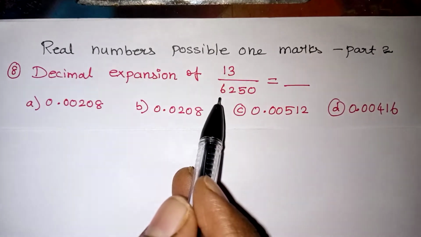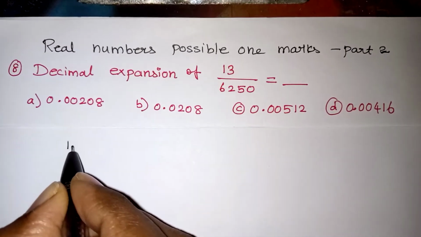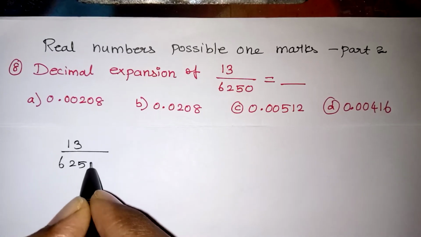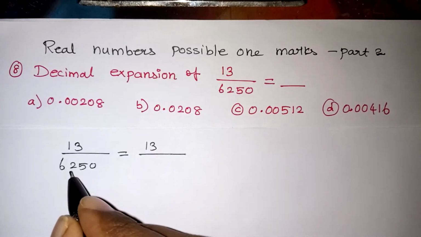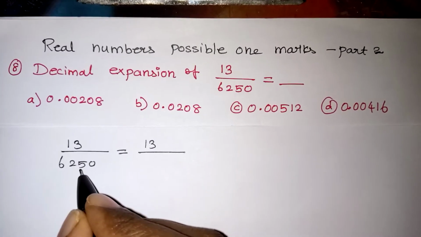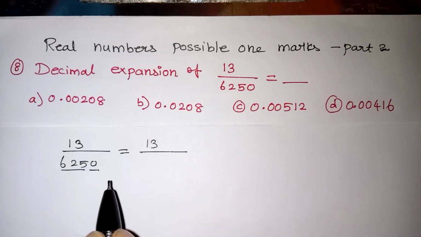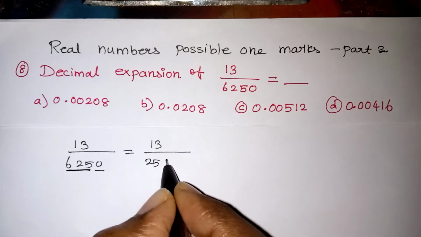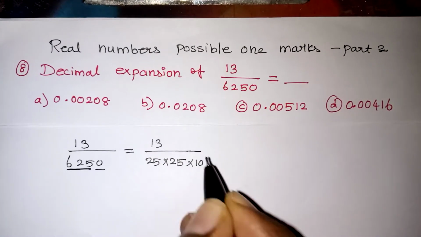So without dividing we can find the answer very easily. Children, you just write like this: 13 by 6250. What we should do is make the denominator into zeros. To make it into zeros, 6250 is 625 into 10, so we can break it first. The 625 can be written as 25 into 25, since 25 25s are 625, and this 10.